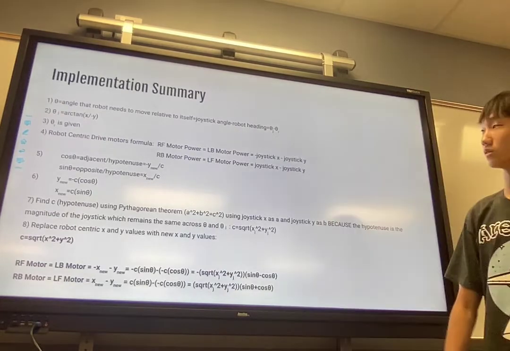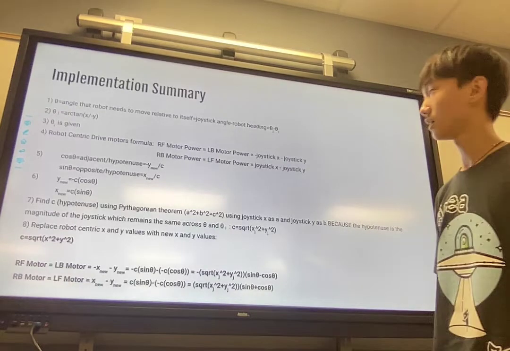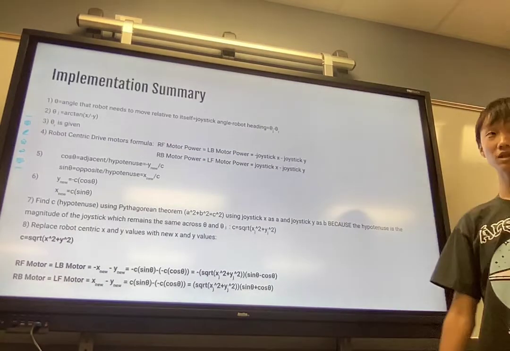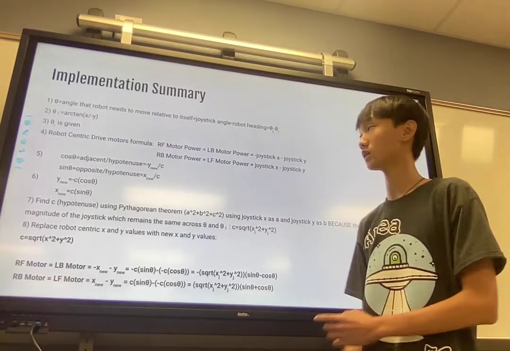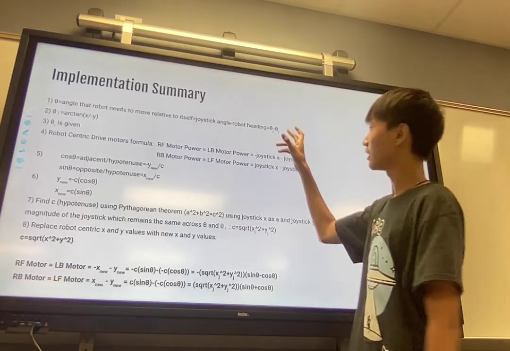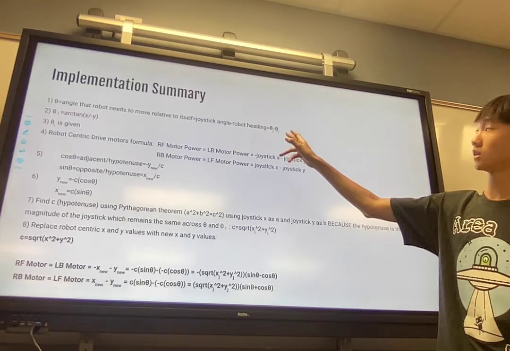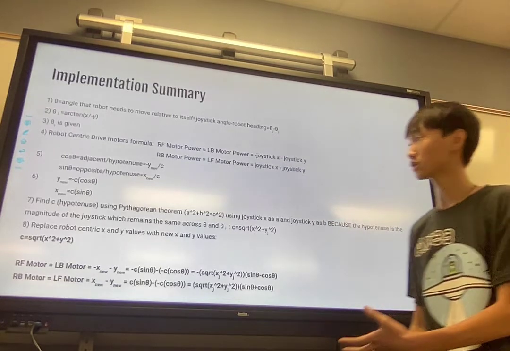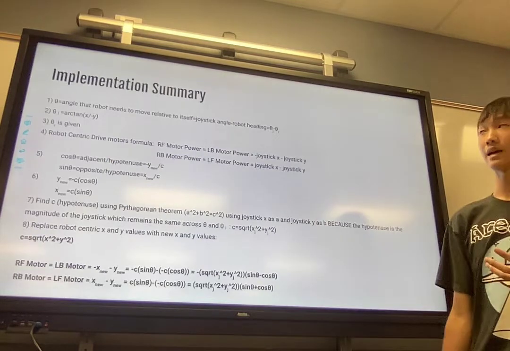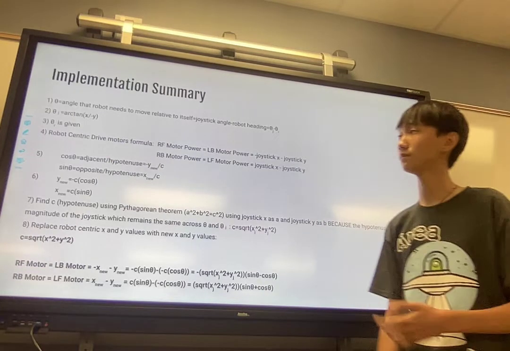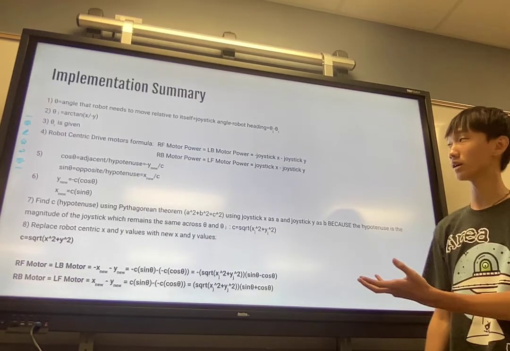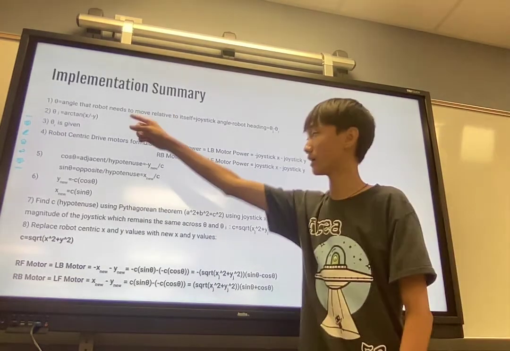So this is kind of like a summary of everything I did. We first need to find the angle theta that the robot needs to move relative to itself in order to move in the direction that the joystick is actually pointing. And we can find that by using theta j minus theta r, which is the joystick angle minus the robot heading. Step 2, we can find the angle of the joystick using an inverse tangent function. And then step 3, the heading of r is already given. So using those two, we can find what theta is.